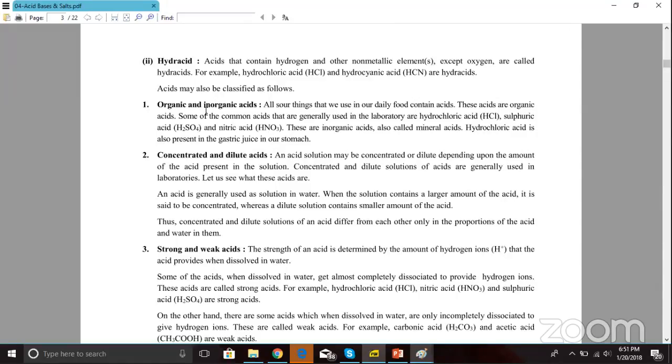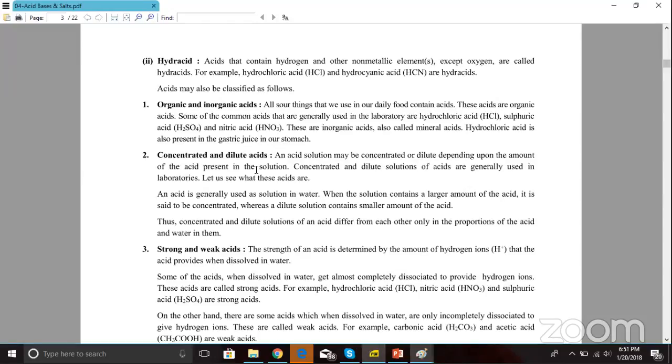The inorganic acids contain non-metals such as chlorine, nitrogen, sulfur. That we call inorganic acids. Inorganic acids are also called mineral acids. HCl is also present in the gastric juice in our stomach. Next is concentrated and dilute acids.